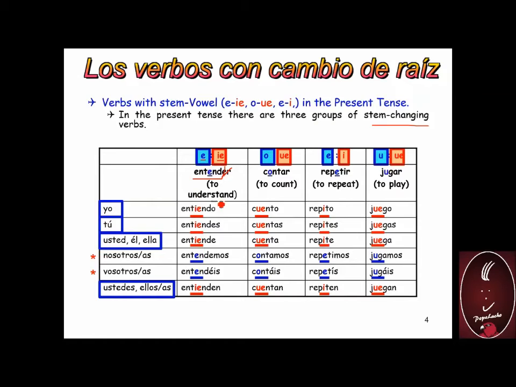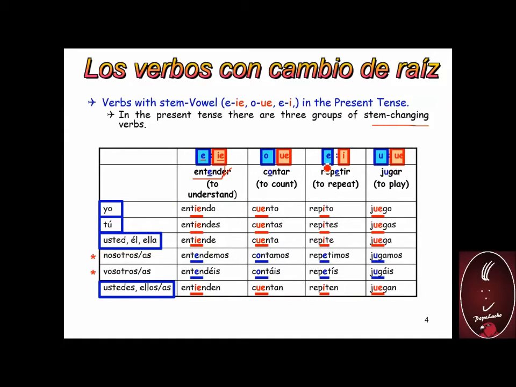The same rule applies to the next groups. O to UE. With this verb contar, you change the O to UE and apply the same in all of the forms except nosotros and vosotros. Yo cuento, tú cuentas, usted, él, ella cuenta, nosotros, nosotras contamos, vosotros, vosotras contáis, ustedes, ellos, ellas cuentan.